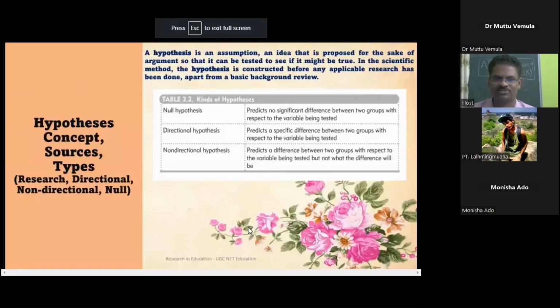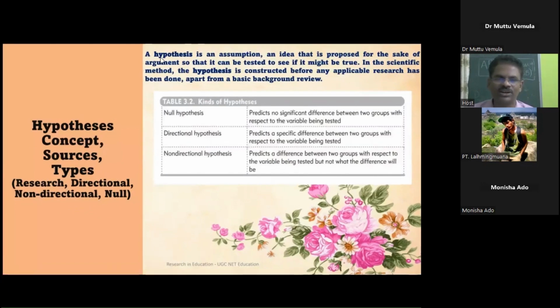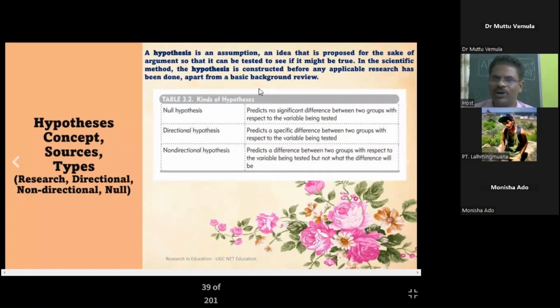Let's go ahead. Hypothesis: concepts, sources and types. Research hypothesis: directional, non-directional and null. In fact, only these three types of hypothesis are there: directional, non-directional and null. Any of these are called research hypothesis. All right. To begin with, what is a hypothesis? Let us see. A hypothesis is an assumption, an idea that is proposed for the sake of argument so that it can be tested to see if it might be true. In simple words, a hypothesis is a tentative statement.